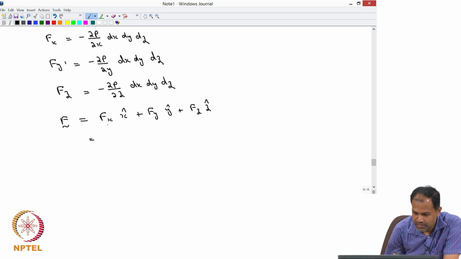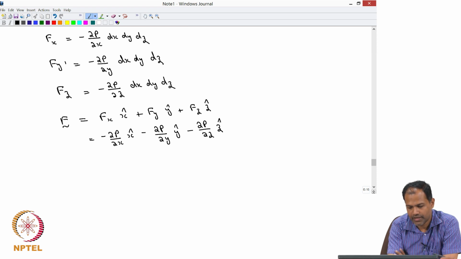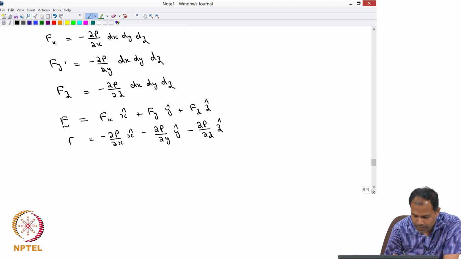So, I can write that as f x is equal to minus dou p by dou x into x cap, minus dou p by dou y into y cap, minus dou p by dou z into z cap, okay, is given by f. Or I can simply write that as minus grad p.